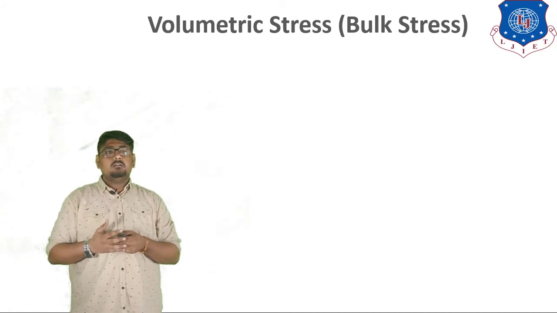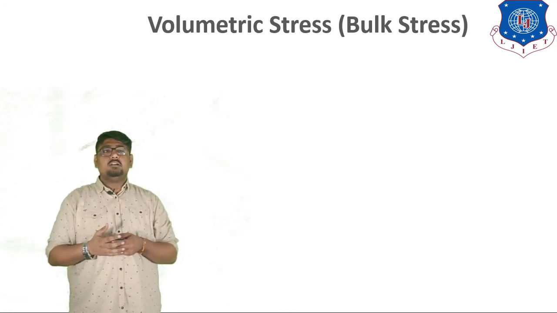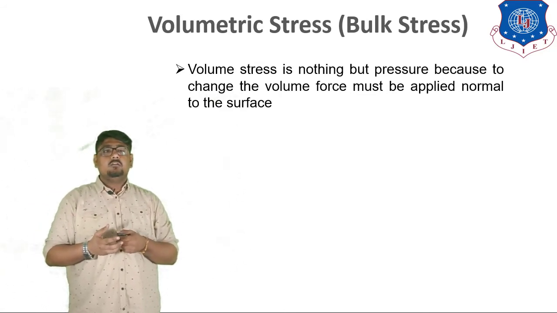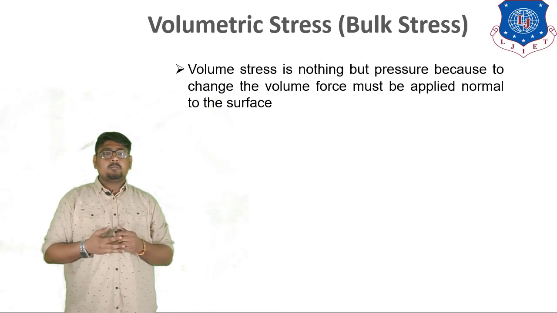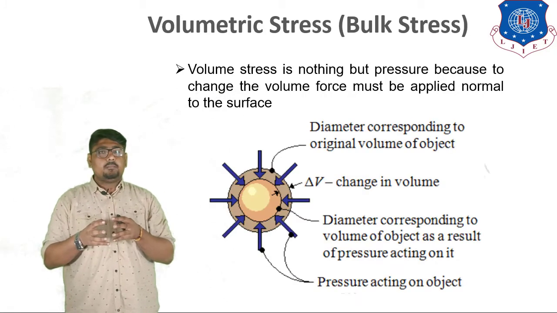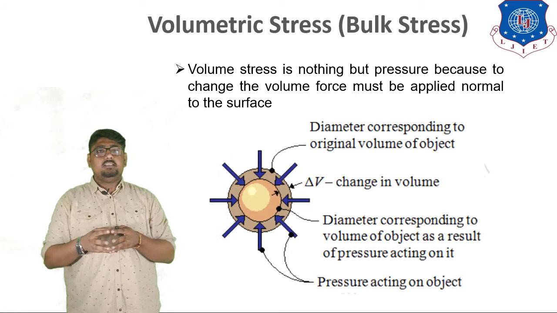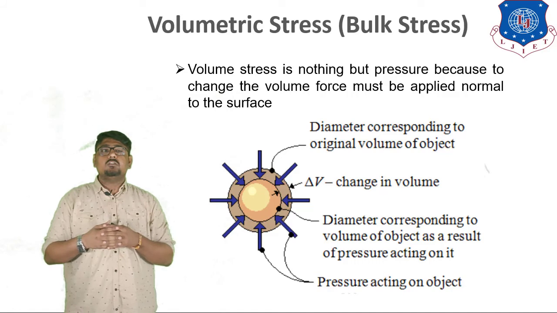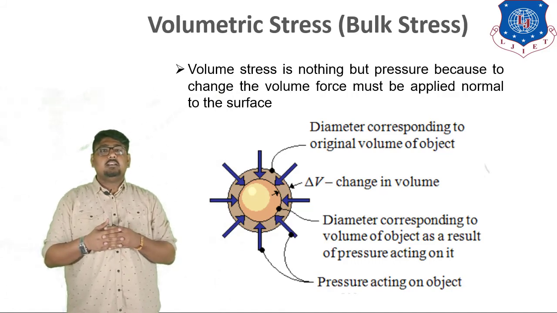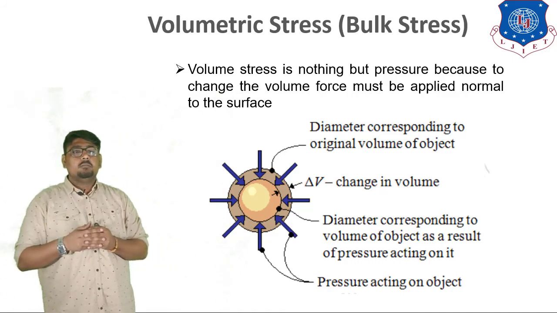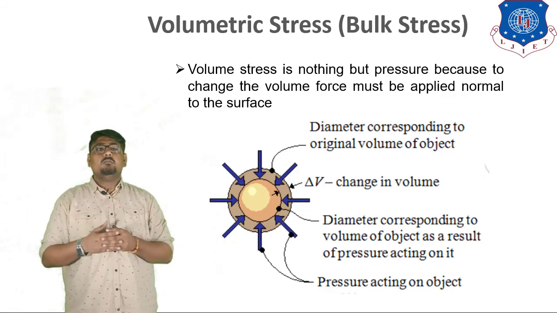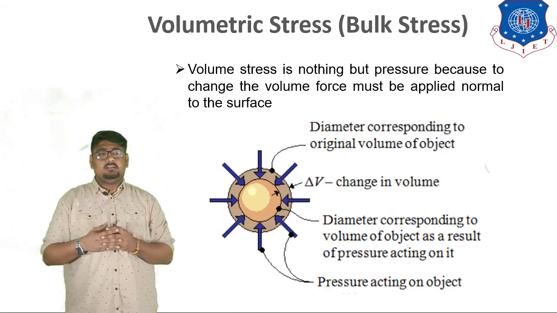Now next comes the volumetric stress, or bulk stress. Volumetric stress is nothing but the pressure, because to change the volume, force must be applied normal to the surface. You can see in the figure, because of the application of the force or the pressure, the volume changes and the diameter is reduced. First, you can see the diameter corresponding to the original volume. Thereafter you can see the delta V, the change in volume, is shown. Because of the change in volume, the diameter is reduced, corresponding to the volume of the object as a result of pressure acting on it.